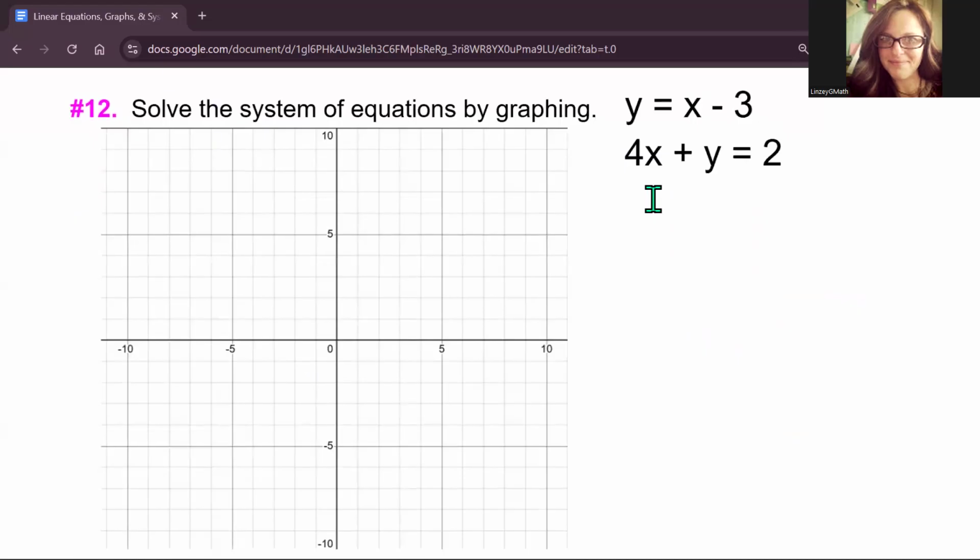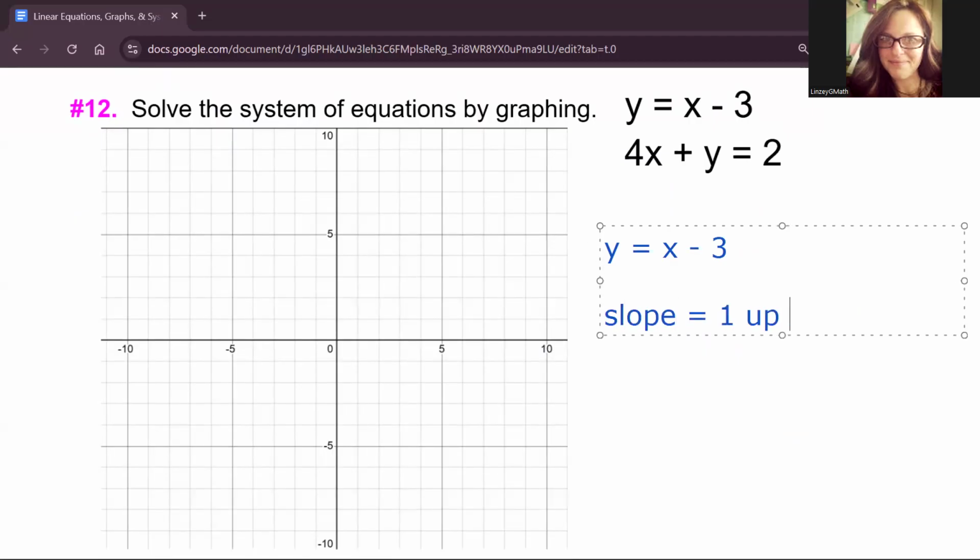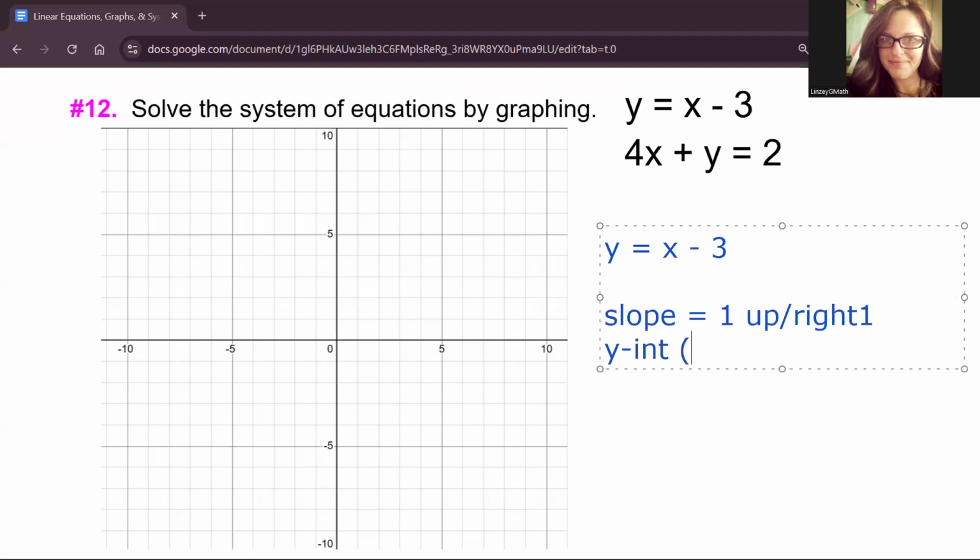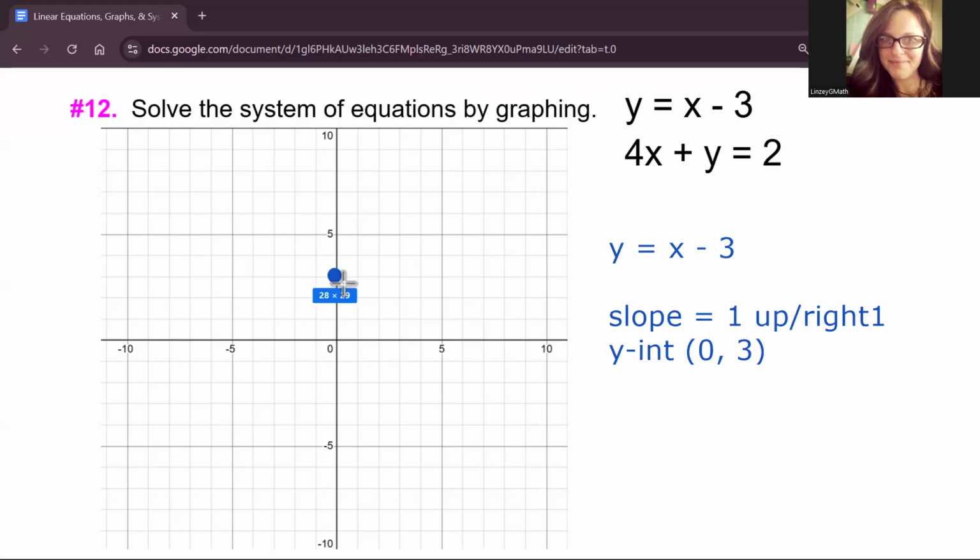Solving a system by graphing, we'll start with the first equation, which is in y equals mx plus b form. So our slope is 1, up 1, right 1, and then our y-intercept is 0, 3. So we'll graph our first line.